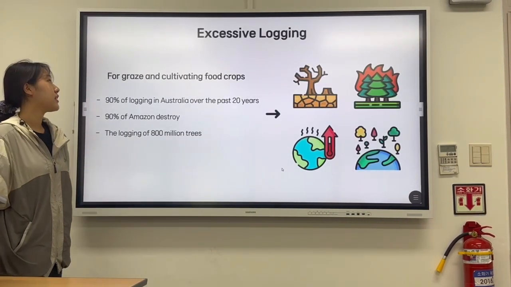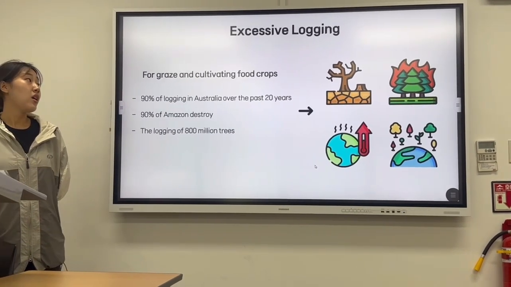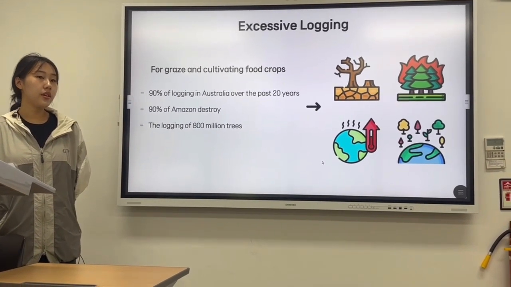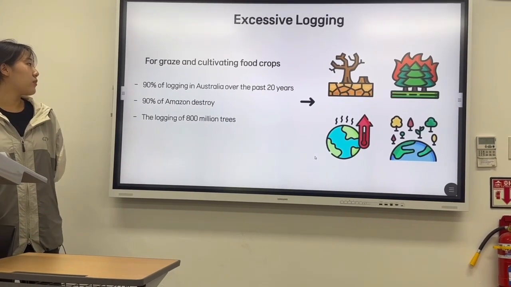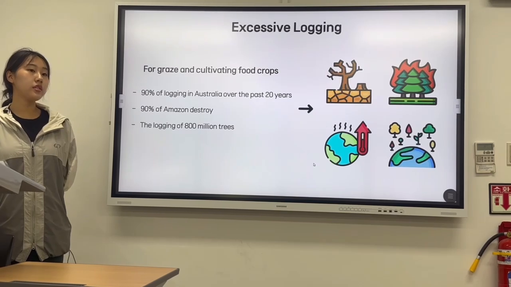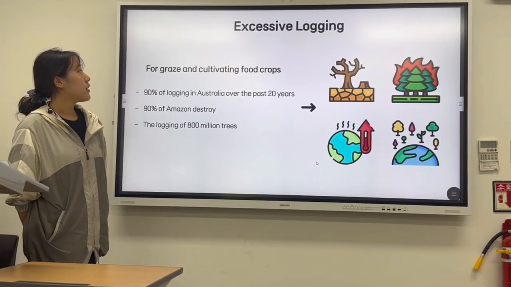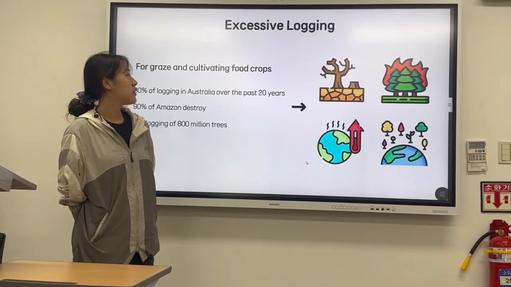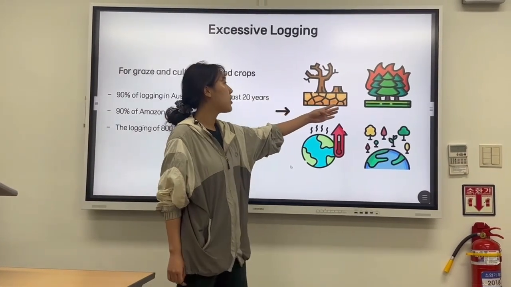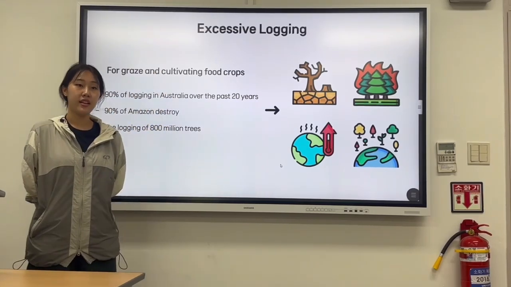And second is excessive logging. In Australia, 90% of logging over the past 20 years, 90% of the Amazon destroyed, and the logging of 800 million trees are for raising and cultivating food crops. Such excessive logging causes desertification, forest fires, global warming, and a decrease in biodiversity.